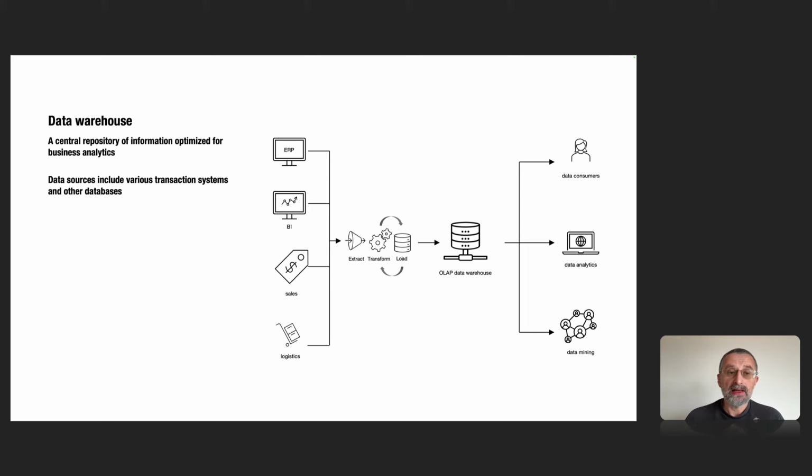Cool. So that brings us to the data warehouse concept, which is a central repository of information optimized for business analytics, where data sources include various transaction systems and other databases. Some of you may be familiar with that, or even work in companies taking care of such systems. So the structure is like here: you have different transactional systems, business intelligence systems, maybe some domain-specific systems like sales, logistics. Then you have the pipeline. Then you have the OLAP data warehouse, and this is the middle layer, which is between your pipeline and data consumers.